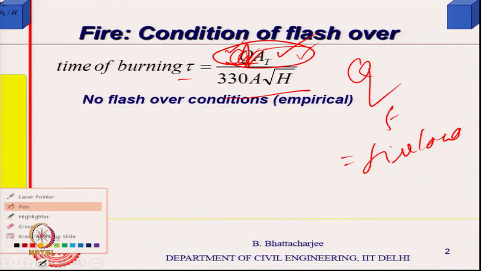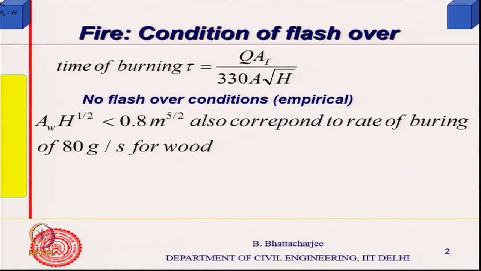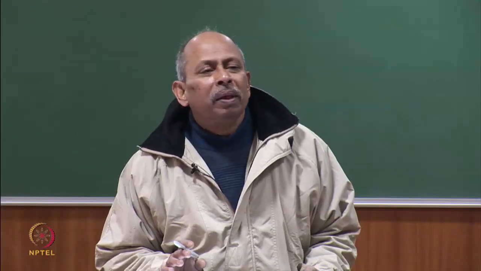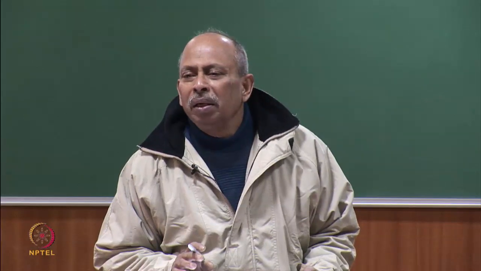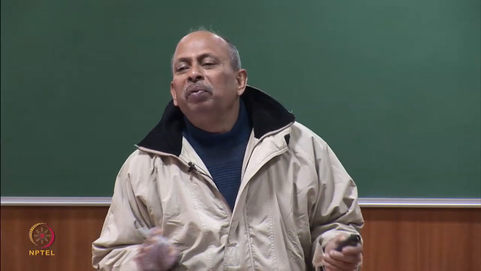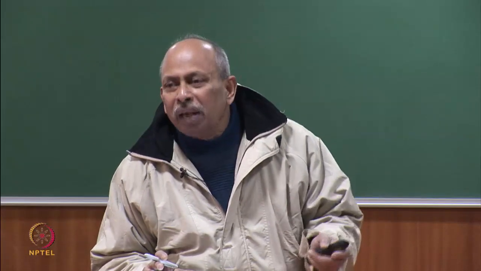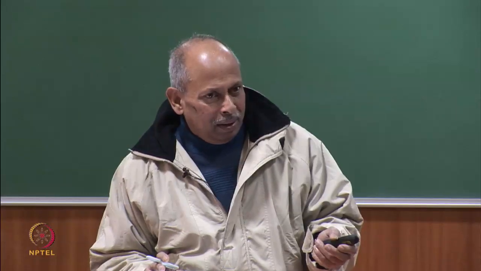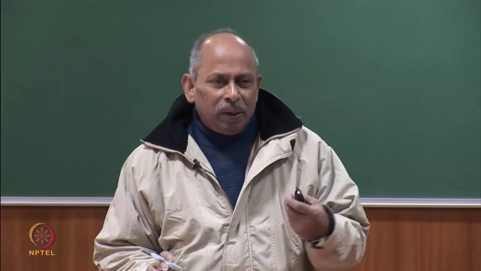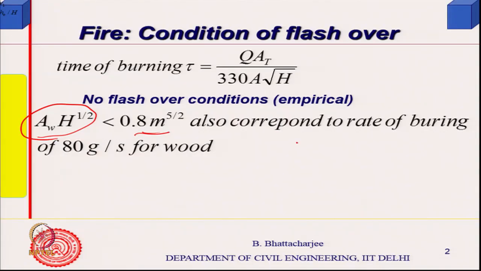Now, empirically people have seen that no flashover condition occurs if A W h to the power half is less than 0.8. If A W h to the power half is below that, then no flashover would occur, because you simply won't have sufficient oxygen to cause burning of all the fuel in the room. What is flashover? Flashover is that point where everything starts burning. Now, if I do not supply oxygen, it will extinguish itself. So, that is the condition.